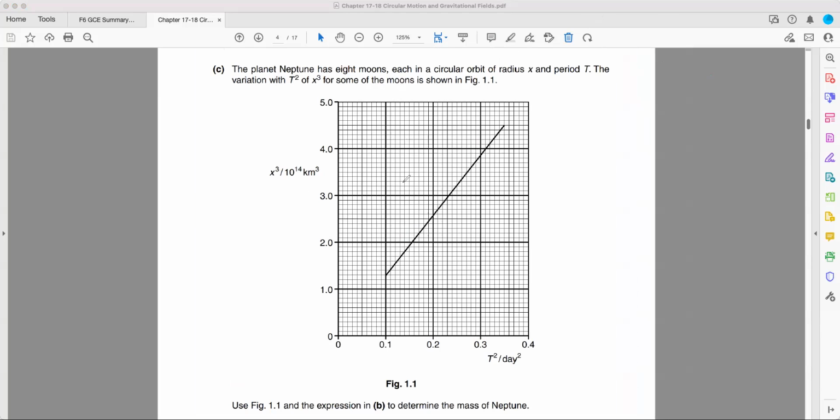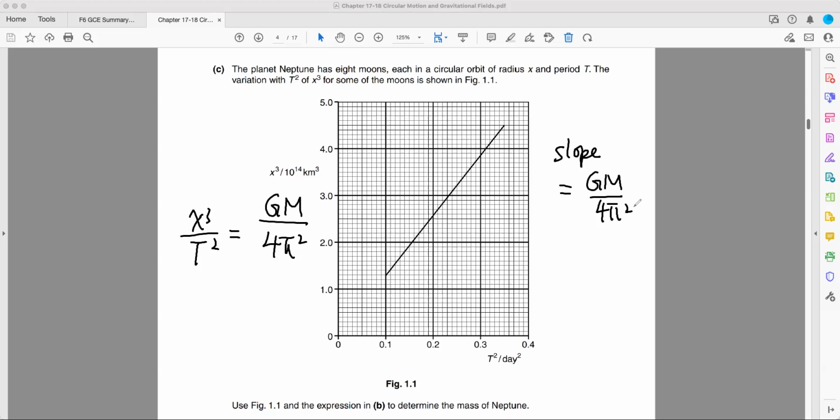Now when you see this kind of diagram, you need to think about two things. One is area and one is the slope. Now I think you can see that from the formula. You have something like x cubed over t squared. So that is GM over 4 pi squared, is it? So that means the slope or the gradient of this graph is GM over 4 pi squared. Understand?